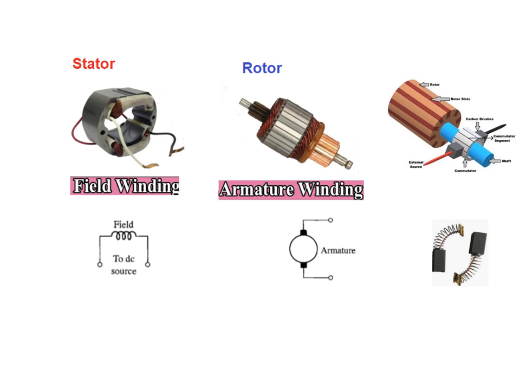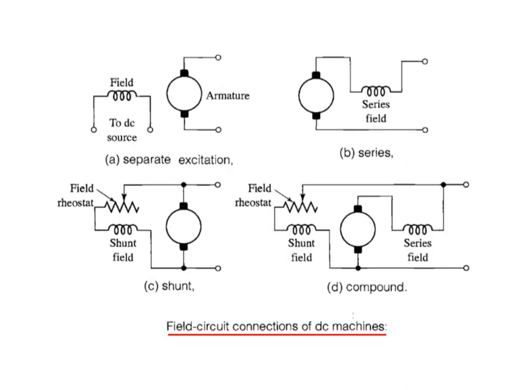Now, in the form of a diagram, the field winding is shown like this, and the armature winding is shown like this. So this round thing with two carbon brushes is the armature. Now, there could be several arrangements. First of all, let's see the first one. This is called separate excitation. That means the field winding is connected to a different source, and the armature winding is connected to a different source. The second option could be a series connection or series field connection.